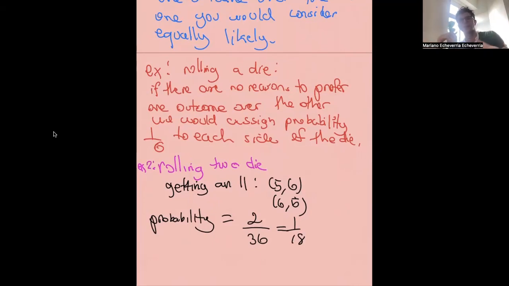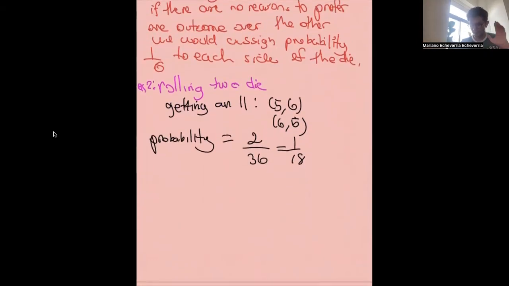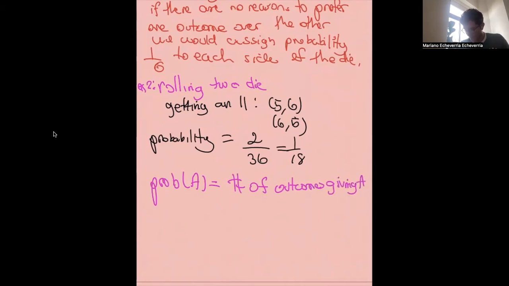In terms of probability, it's like a question about counting, where every outcome is equally likely. The problem is just reduced to counting the number of favorable outcomes divided by the number of total outcomes, right? So that was the probability of A: the number of outcomes which would produce A, divided by the number of total possible outcomes.